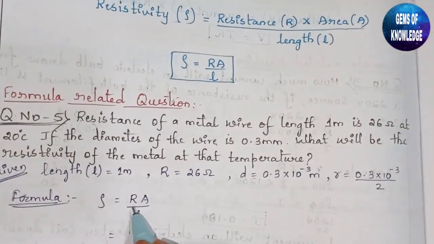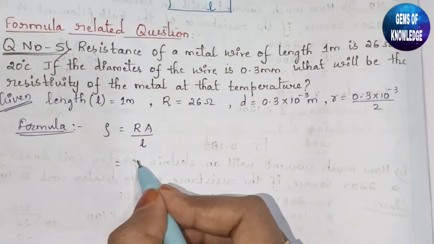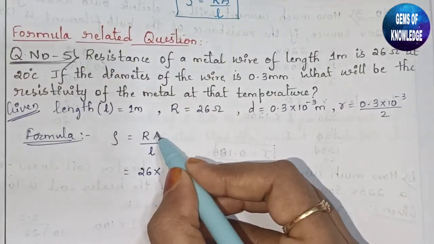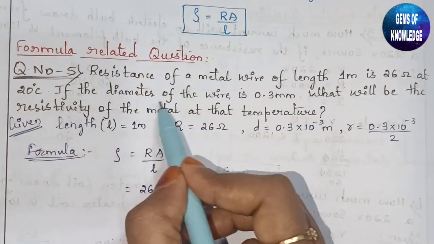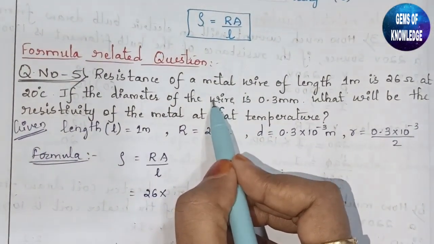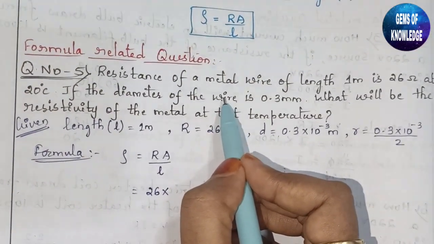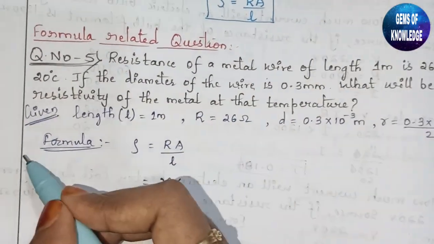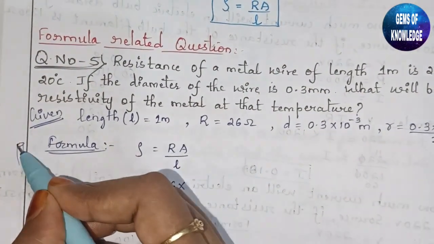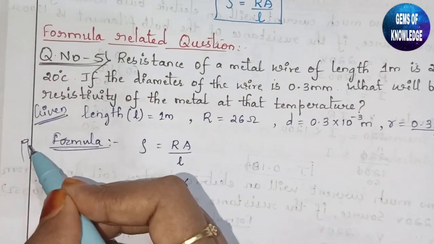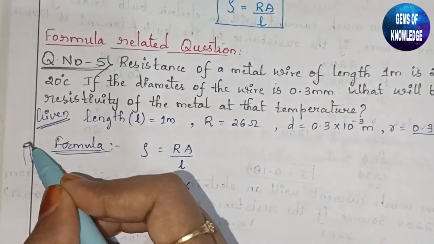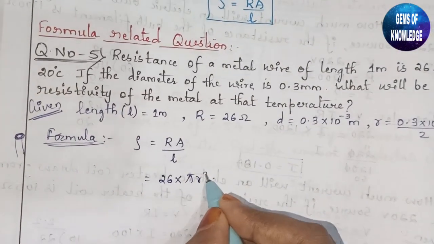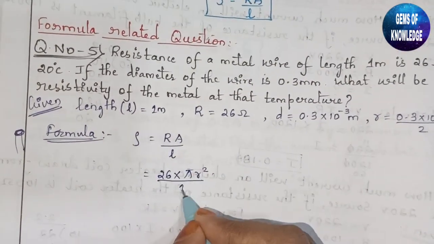So let us substitute. R value is 26 into A. Area we have to find out, the area of the wire. We don't have a particular area given for the wire, so we take that the wire is round in shape. Suppose this is the wire, then the area we take is the area of this particular circle. So area of circle is pi r square, divided by length, which is 1 meter.